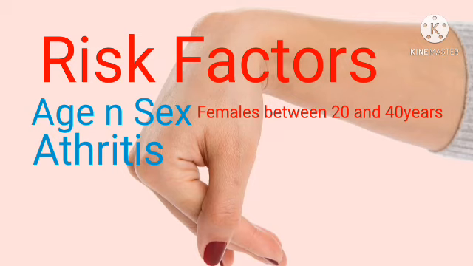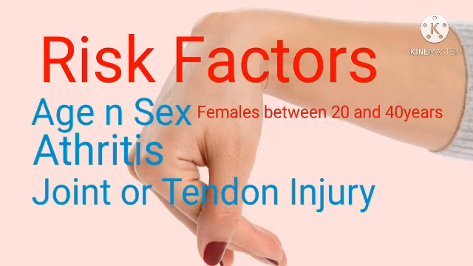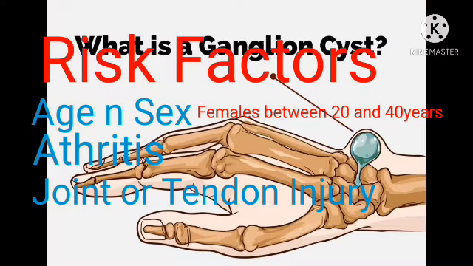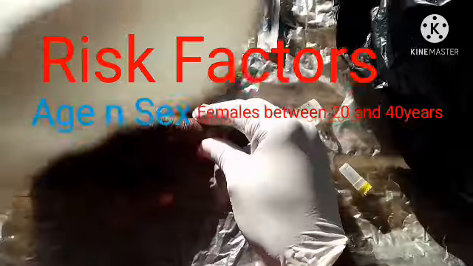So another risk factor is a past history of a joint or a tendon injury. So if a tendon or a joint has been injured in the past, it has a higher risk of developing a ganglionic cyst near it as compared to non-injured joints or tendons.